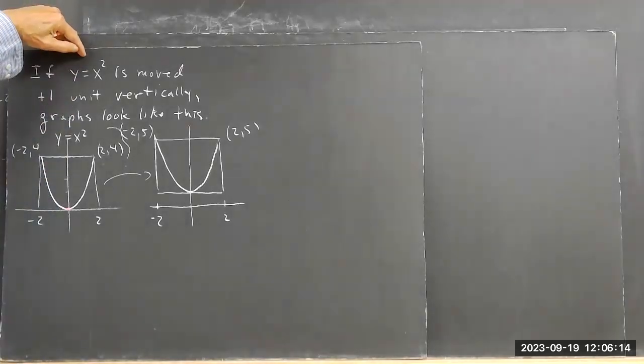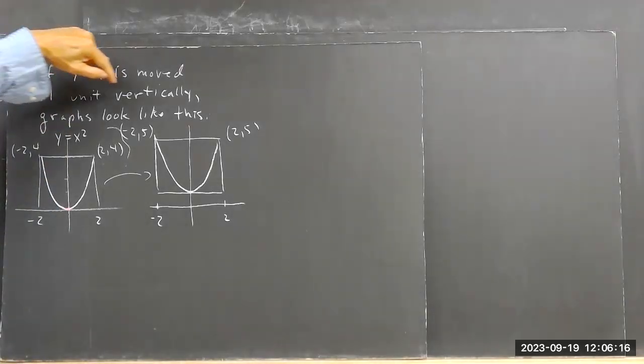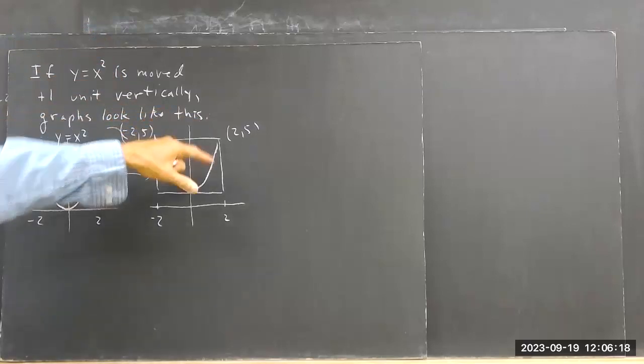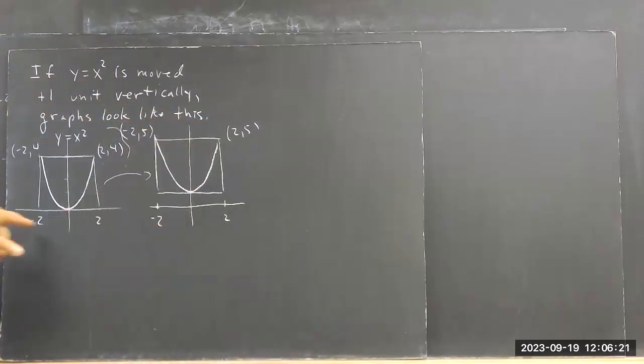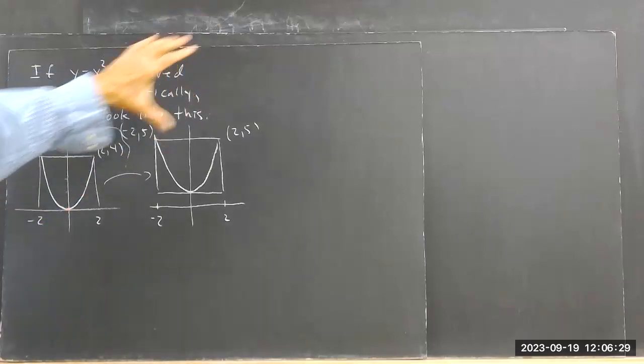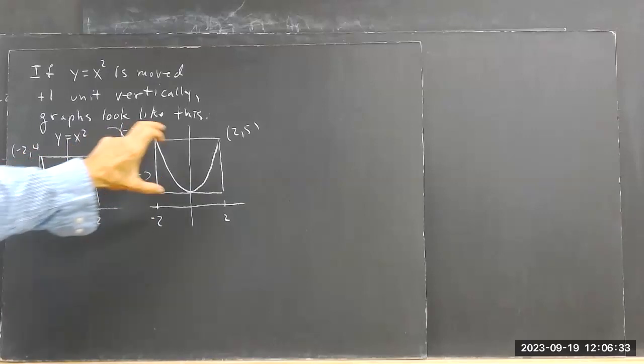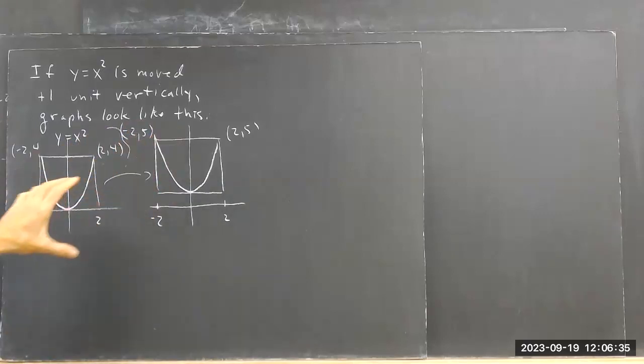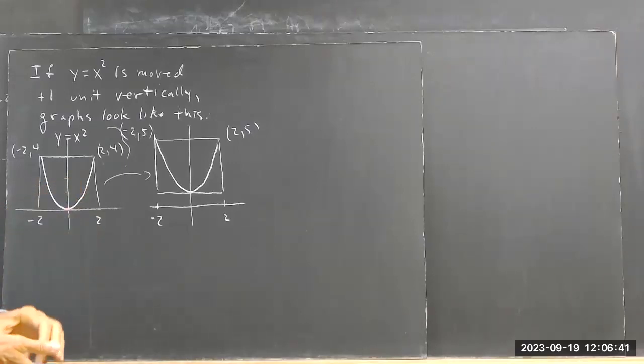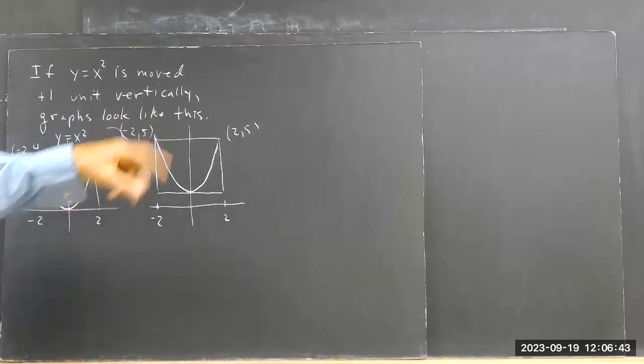If we take the y equals x squared graph and move it 1 unit vertically, then the graphs are going to look like what I've got here. The original graph is the same as the one we had previously in the 4x4 square. Again, the graph goes well beyond the 4x4 square, but the 4x4 square gives us a better picture of what happens when we move it. Okay, and it's sufficient to show the properties of the transformations.